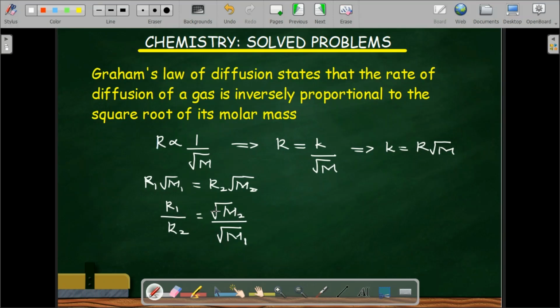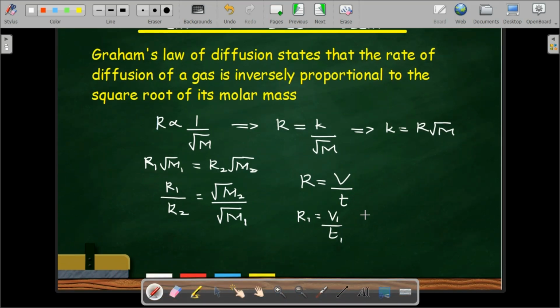We can also develop this a little bit more, in that the rate of diffusion of a gas is actually the amount of that gas, in volume, that diffuses over time. Let's say rate is volume divided by time. So for the first gas, gas 1, rate 1 can be written as V1 over T1. And for gas 2, R2 can be written as V2 over T2.